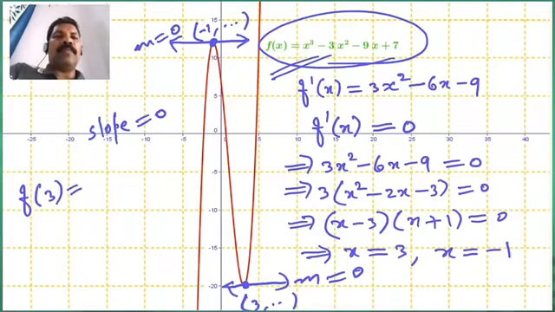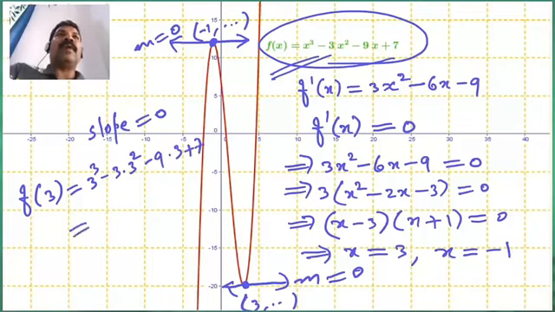That is, f of 3 you have to compute. That is 3 cube minus 3 into 3 square minus 9 into 3 plus 7. That you have to simplify. Then you can get that is -20. So this point will be (3, -20). That is the one point.